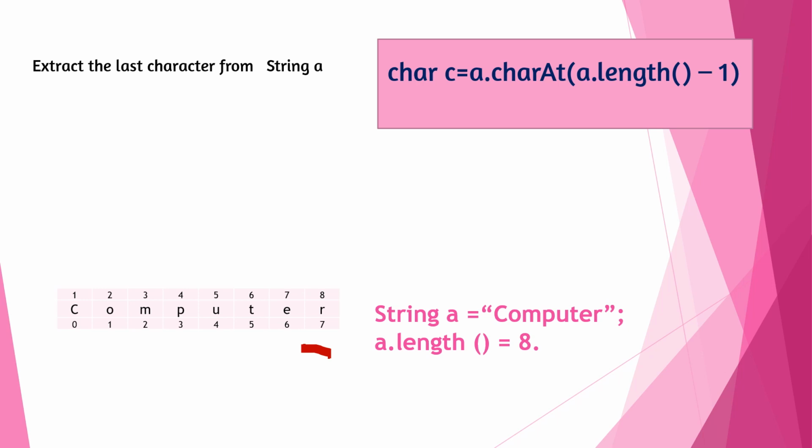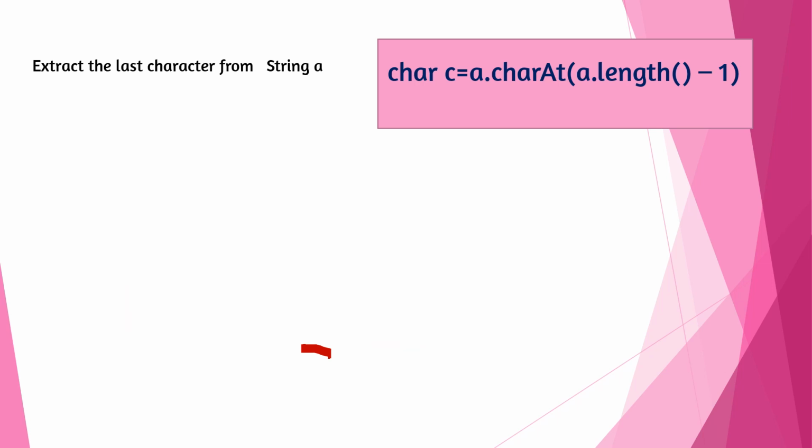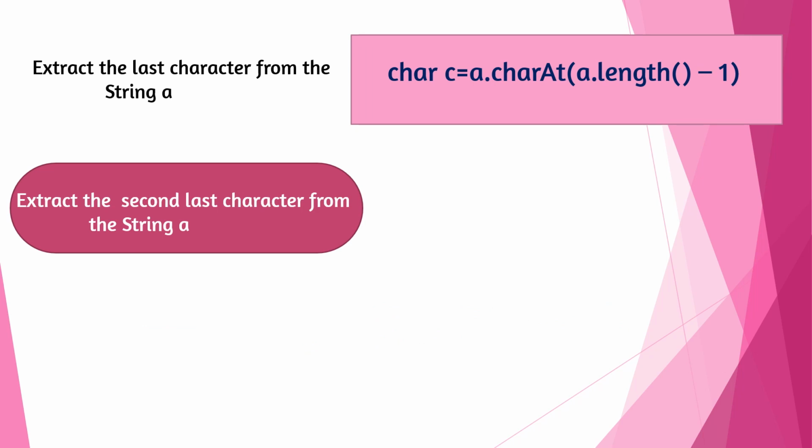So the function is a.charAt. charAt will give the particular character: a.charAt(a.length() - 1). In this example, length is 8, 8 minus 1 is 7, and the last character is in position number 7. So if you want the last character of a string, it is a.charAt(a.length() - 1).